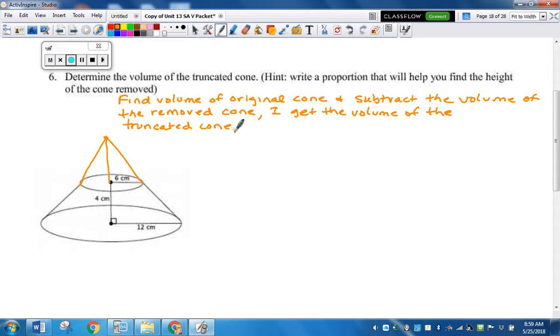This is our plan. Okay, so in order to find the volume of the original, I know that volume is equal to 1/3 pi r squared h. And so I know what the radius is. The radius is 12. So volume equals 1/3 pi 12 squared. What I don't know is the height of this whole thing, nor do I know the height of just the smaller piece that I got rid of. That's what I need to find.